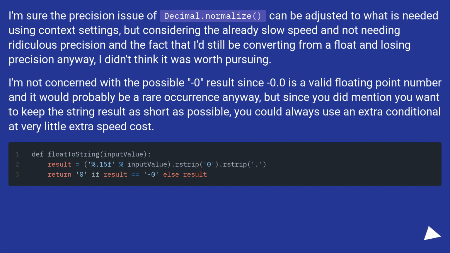I'm not concerned with the possible -0 result since -0.0 is a valid floating point number and it would probably be a rare occurrence anyway, but since you did mention you want to keep the string result as short as possible, you could always use an extra conditional at very little extra speed cost.